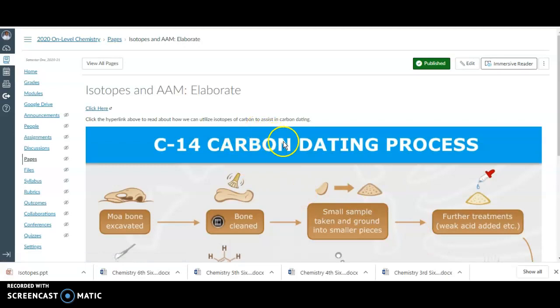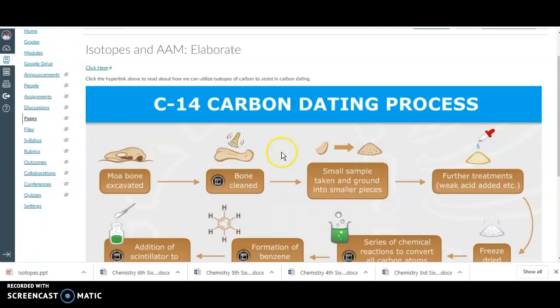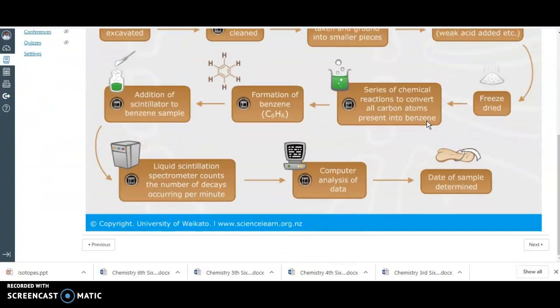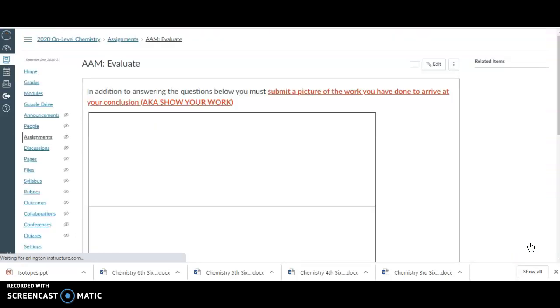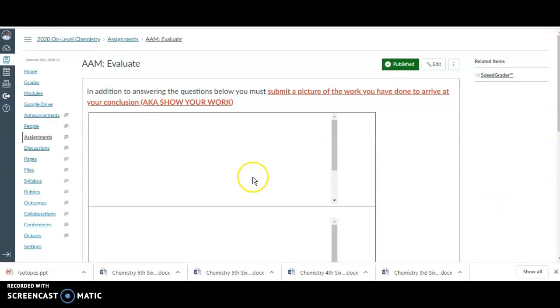This is just informational. So you see how isotopes are used in carbon dating. Carbon dating is an example, it's just one of the several examples in which isotopes are used in everyday life. Okay? We will see more examples in the synchronous session. Now, once you're done with this, just go through this chart. I need you to complete this evaluate portion of this lesson.